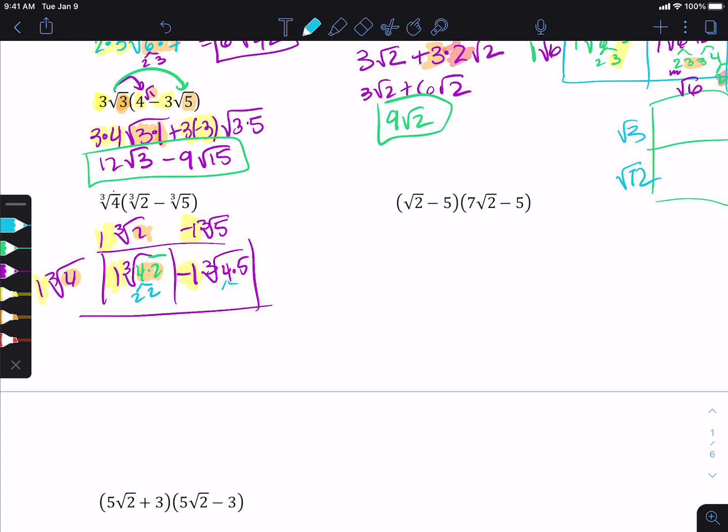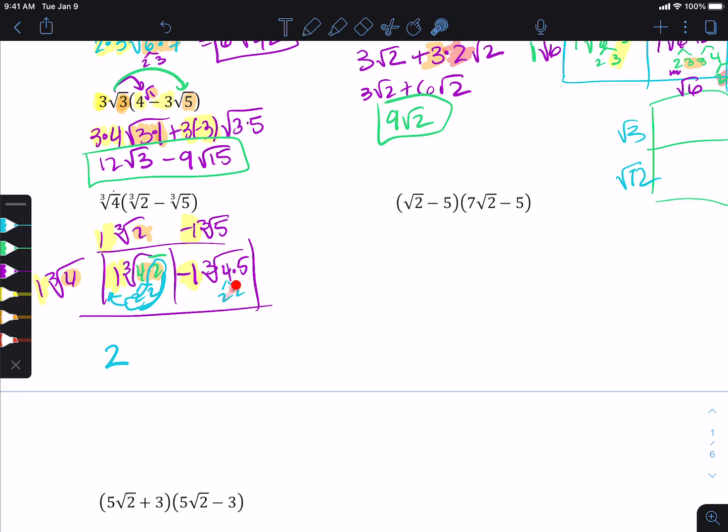So the 4 breaks down to 2 and 2. The 4 breaks down to 2 and 2. The 2 is prime. So we need groups of 3. So notice here I've got a group of 3 2's. So these 3 2's are going to come out in front. So 2, and then there's nothing left under the cube root, so I just leave it as is.